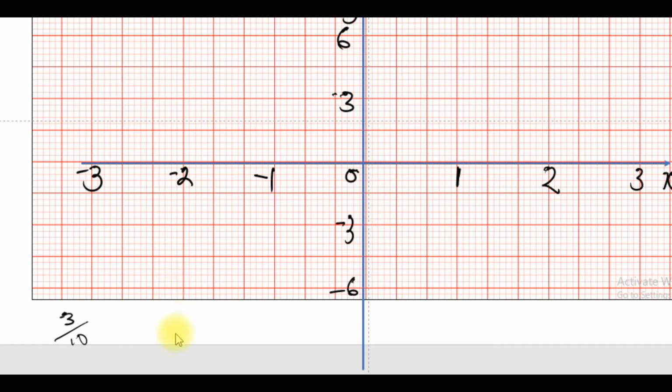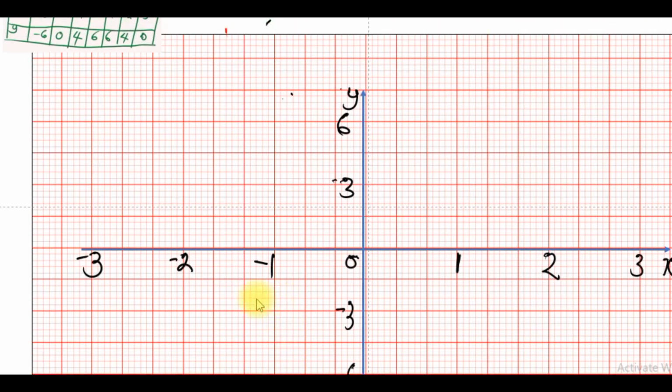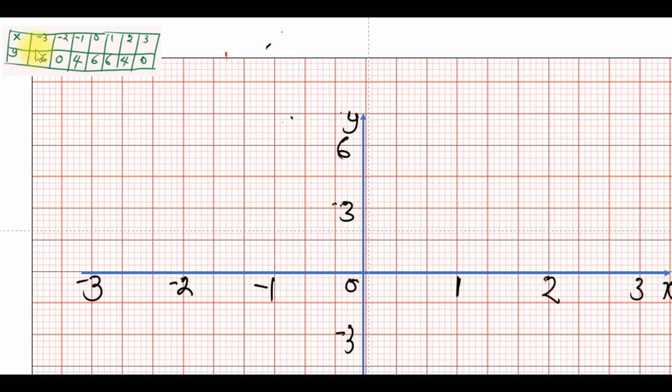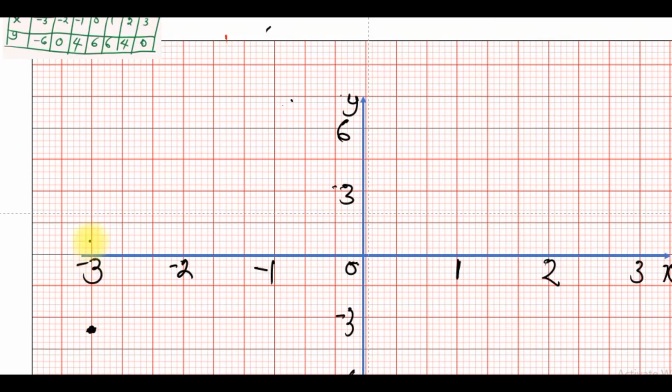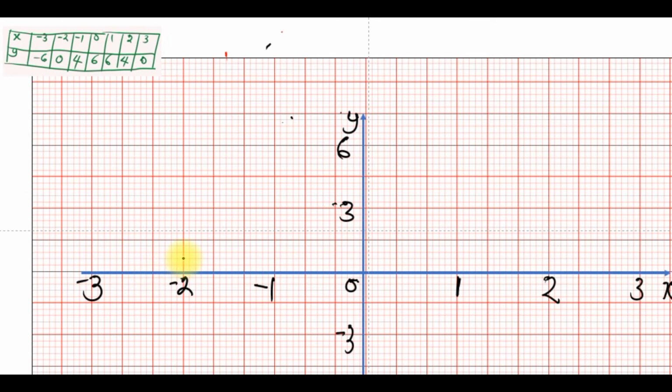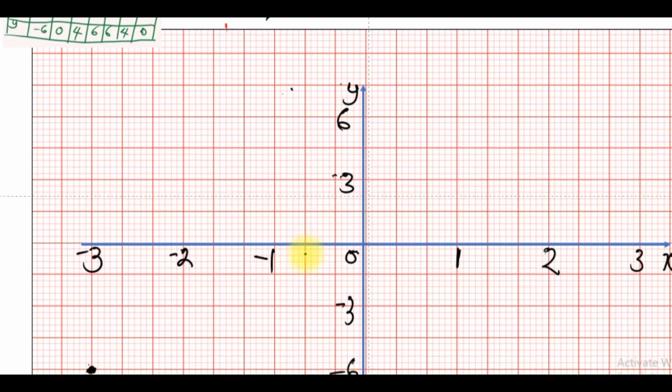Also for the x-axis you can calculate it: each is 1 over 15, because we move intervals of 1 while the total grid lines is 15. So let's now locate the points. The first one, when x is minus 3, y is minus 6. So that's the point. The second one, when x is minus 2, y is 0.